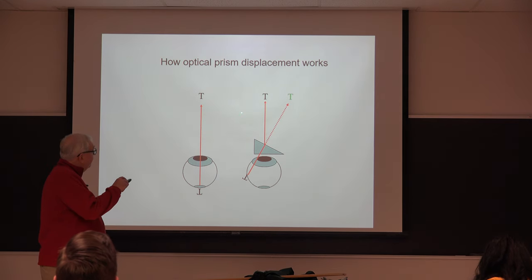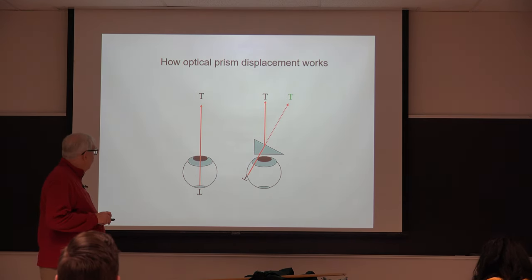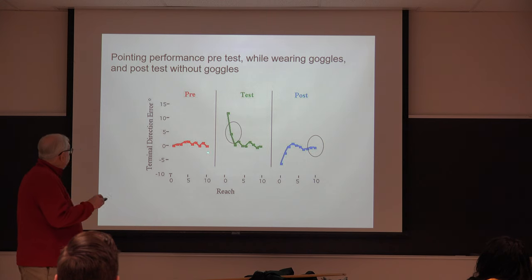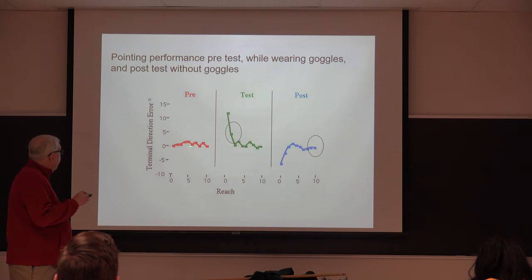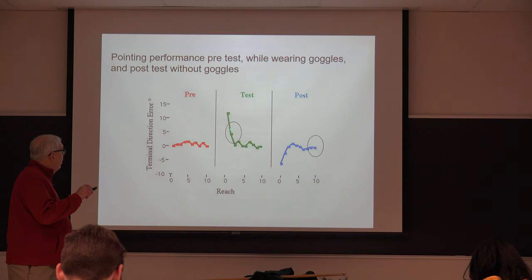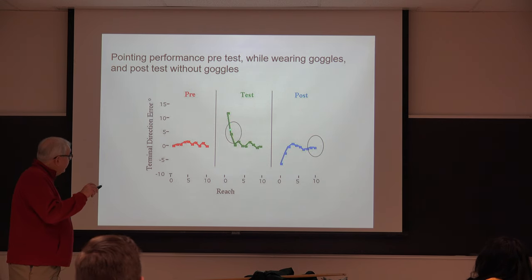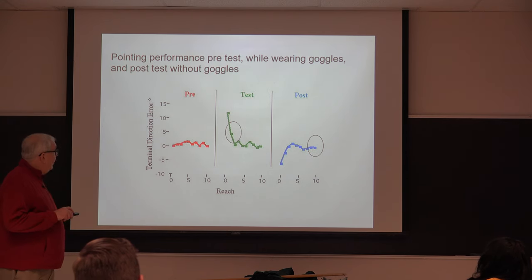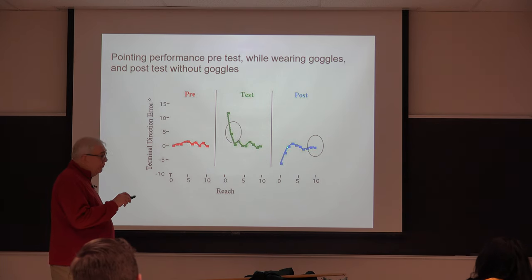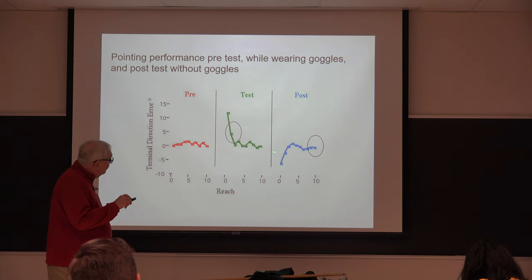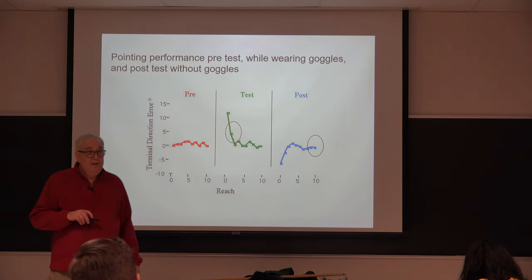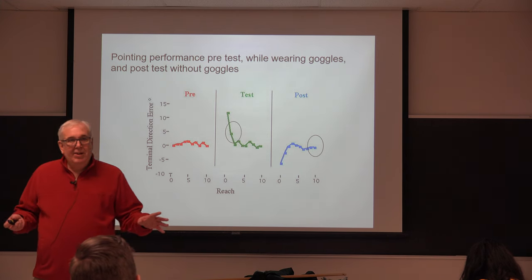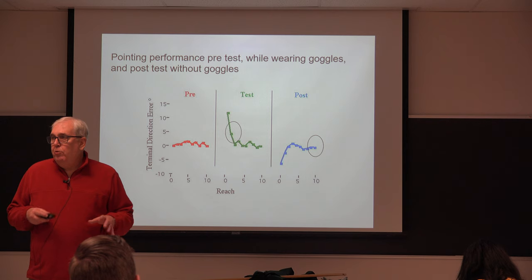So just to show you the data here, this is the wedge. What they do is they shift the world in one direction, depending on how the wedge is oriented. Here's what the data look like. Pre-test, subjects' pointing accuracy is right on the money. Then when they put on the glasses, they're off in one direction. But over not very many trials, their pointing gets quite accurate. Then when they take off the glasses, they err in the other direction, but after just a few trials, they adapt.